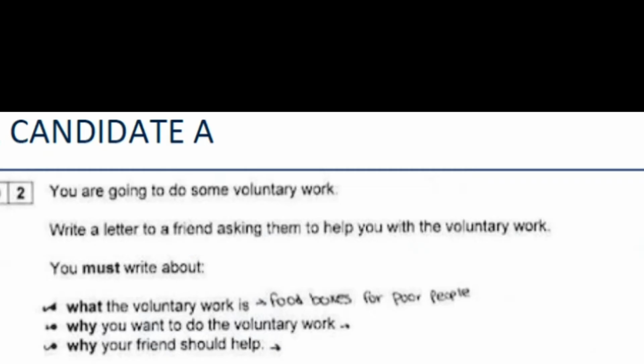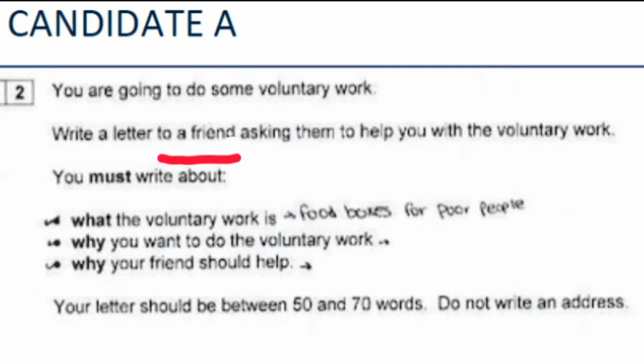However, the register is not important here. They don't care about how formal or informal your letter is, so don't worry about it. Write it informally but correctly. There are no marks for formality or register.